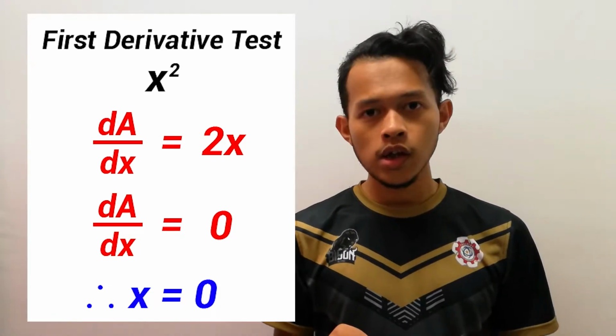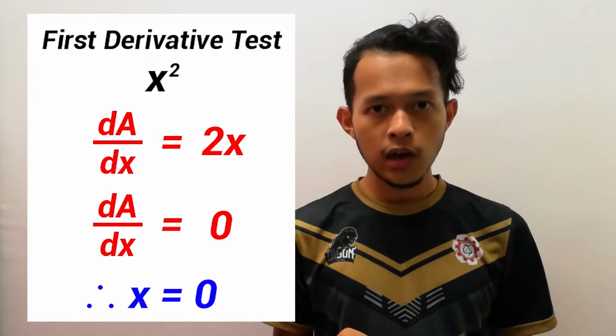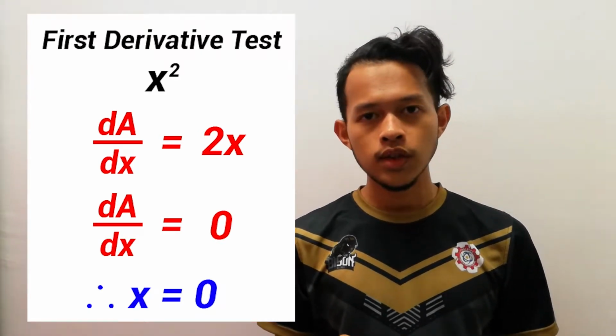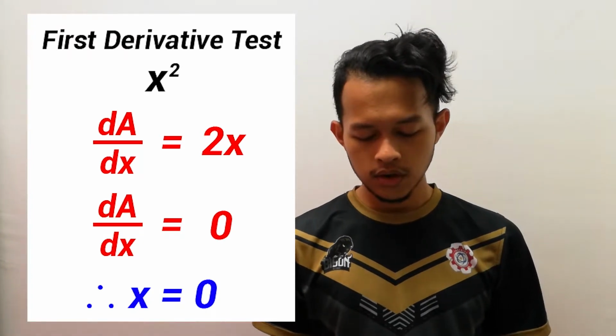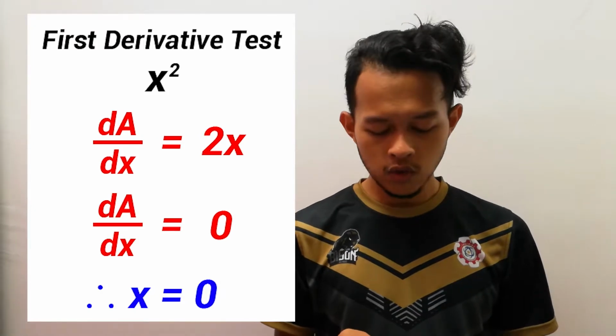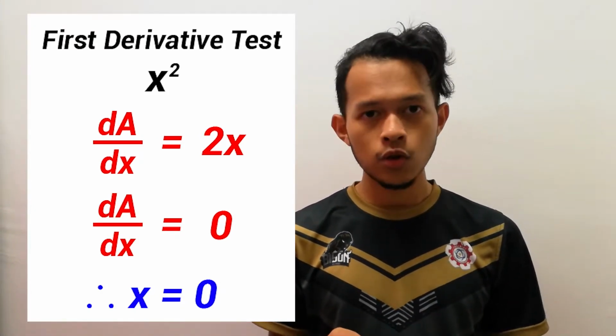So we will equate dA over dx to 0. So we will get the value of x equals 0. As we know, the seat dimension is all positive values. The graph that will be plotted will show that the relative minimum is at x equal to 0.